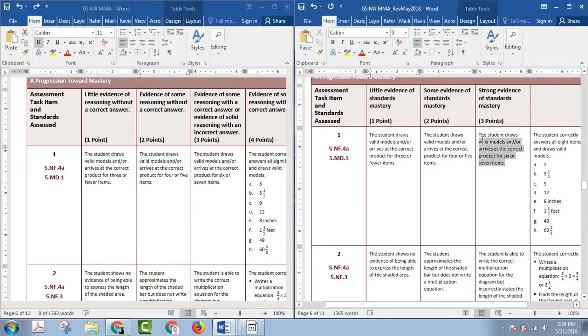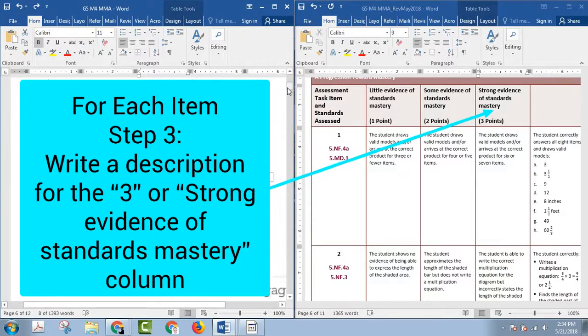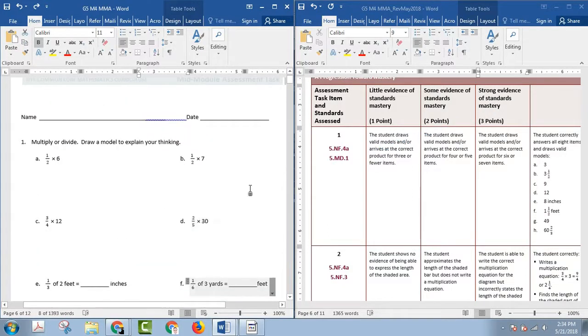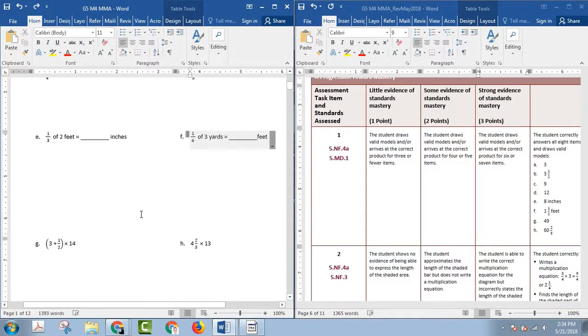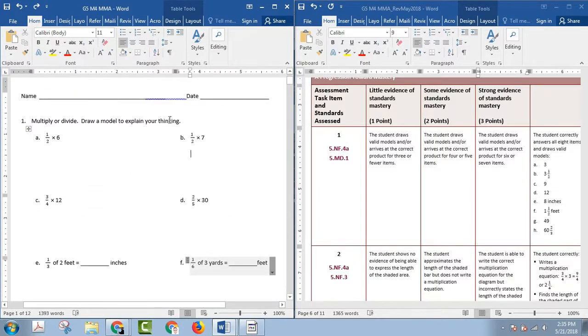So in order to get a 3, what does that look like? Student draws valid models and arrives at the correct product for 6 or 7 items. So let's go back up and take a look. As a team, we have to decide, all right, there's 8 possibilities here. And students are asked to draw a model to explain their thinking, so they're asked to explain.